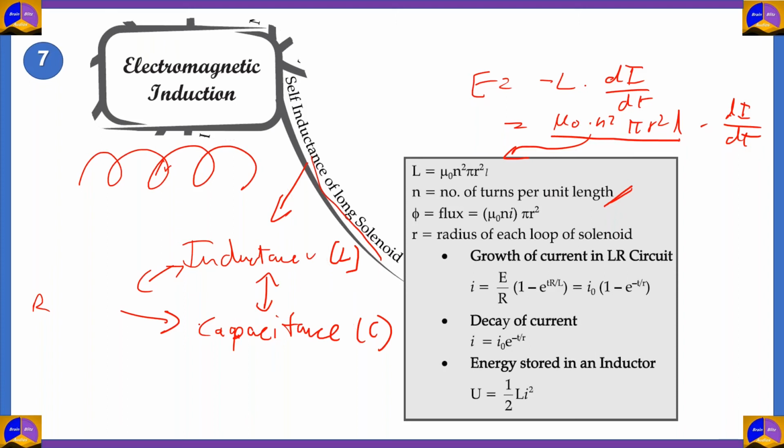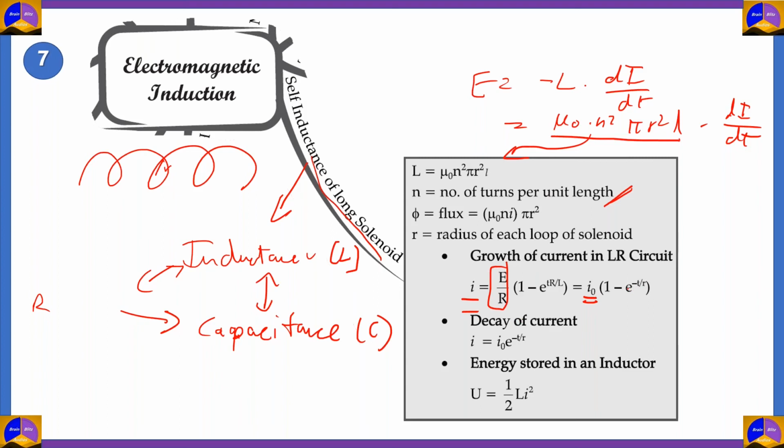Now, when we have an LR circuit, which is a circuit with an inductor and a resistor, then we experience a growth of current, which is defined by the formula I is equal to E by R, which is according to Ohm's law, times 1 minus e raised to minus tR by L. t stands for time, R stands for resistance, L stands for inductance, which again can be written as, since E by R is the current due to the resistor, I naught times 1 minus e raised to minus t by tau.